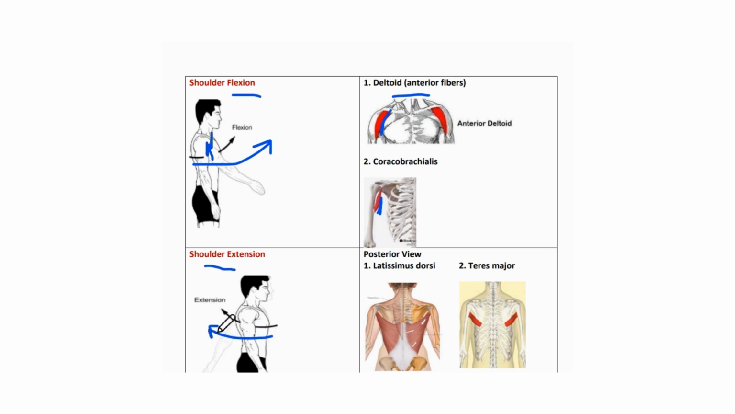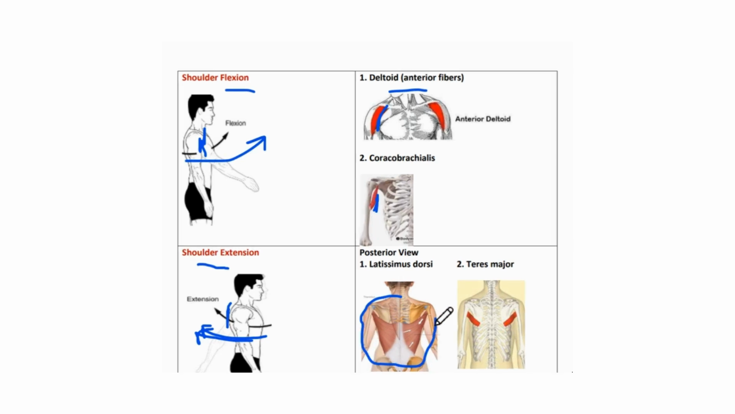The other movement is shoulder extension, which is being performed like this. So the muscle which will be present on posterior aspect will be responsible, as the shoulder extension is also being performed in posterior direction. So muscles which are present on posterior aspect here are latissimus dorsi, which is a long muscle present on the back side. The other muscle is teres major. Teres major is a muscle which is present on the posterior aspect of scapula.